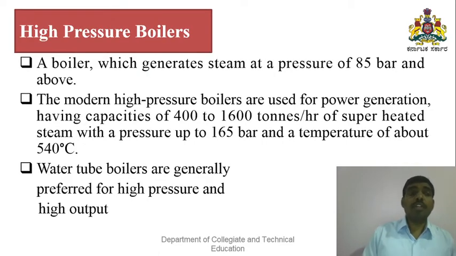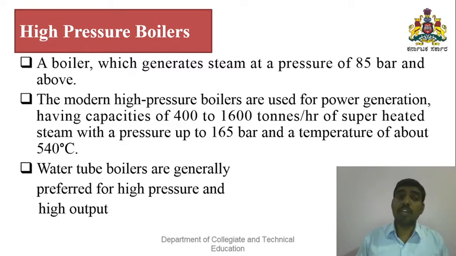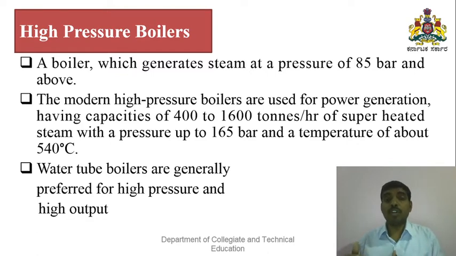So students, let us think about what is high pressure and what is low pressure. In previous sessions I explained what is low pressure and what is high pressure. We can classify boilers based upon the pressure range also. Boilers operating at pressures below 20 bar, such as 10 bar or 15 bar, we call low pressure boilers. Here the boiler generates steam at high pressure, more than 85 bar and above, and is called a high pressure boiler.